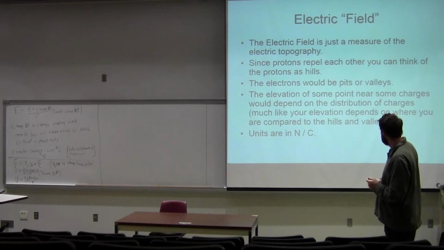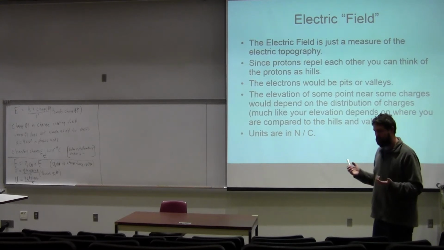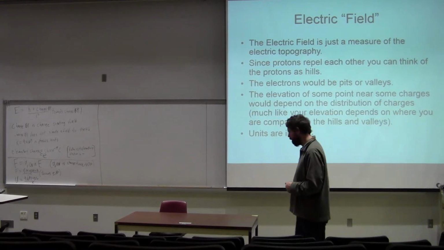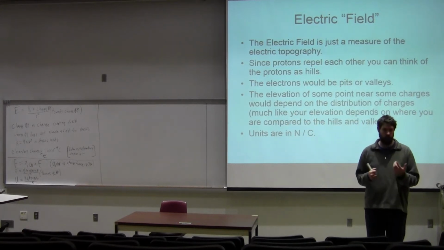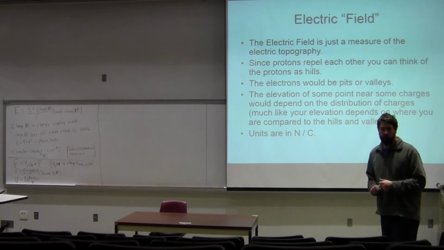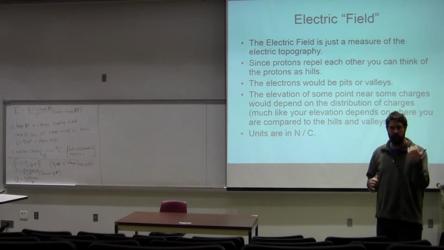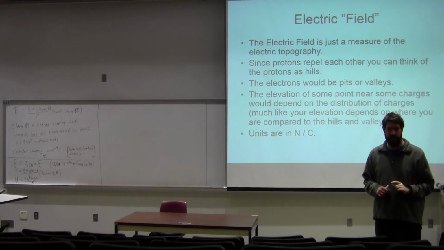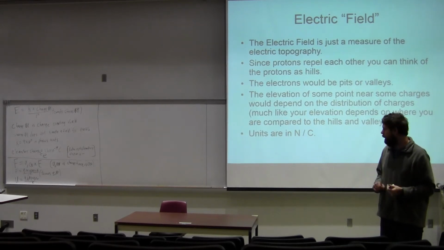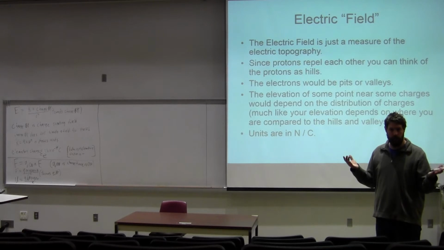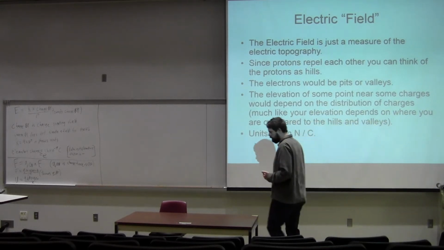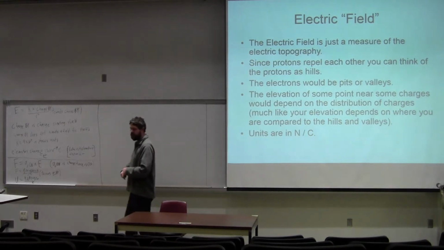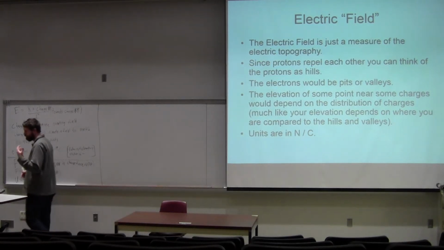And the elevation is measured by the electric field. Now the electric field is in units of newtons per coulomb, and has direction. Now the direction that the electric field points is the direction that a positive charge would move if you put the positive charge in that electric field. And so that's why direction is very important. The negative charges would move the opposite direction to the direction of the electric field.